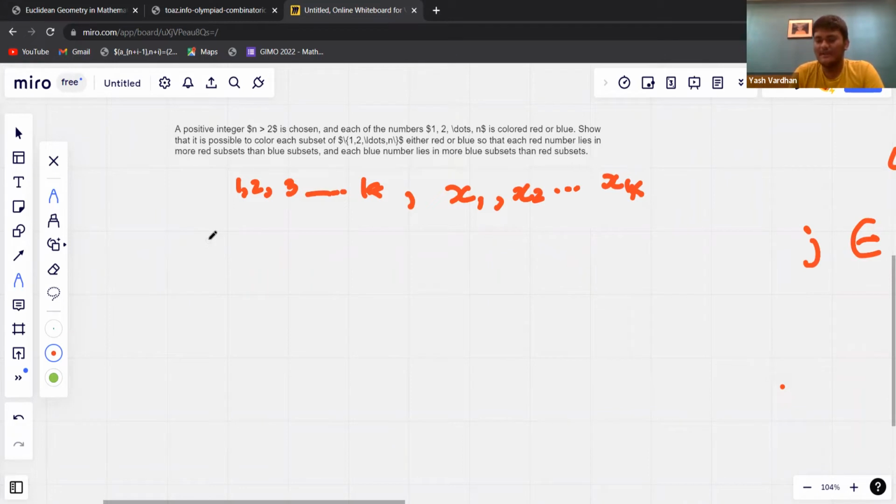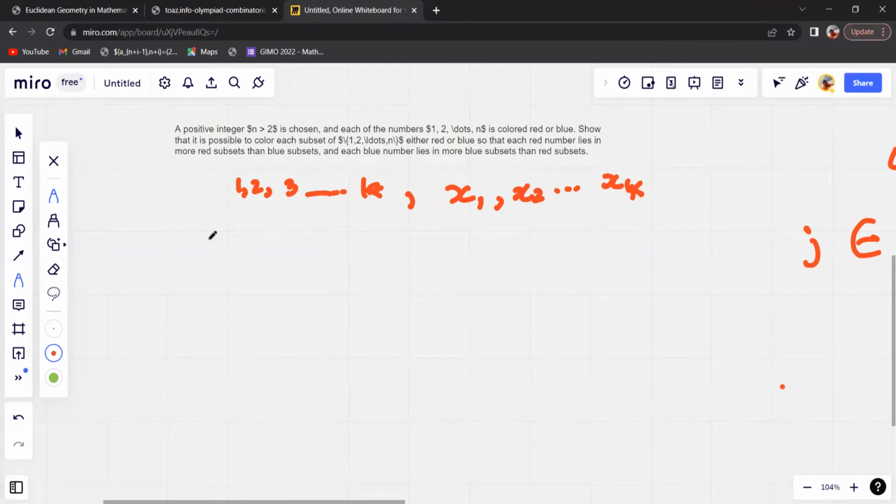So this increases the number of red subsets each red element is in, and the number of blue subsets each blue element is in, by at least one. And so we are good to go there. Do you get it? Yes, this makes sense. This is the official solution.